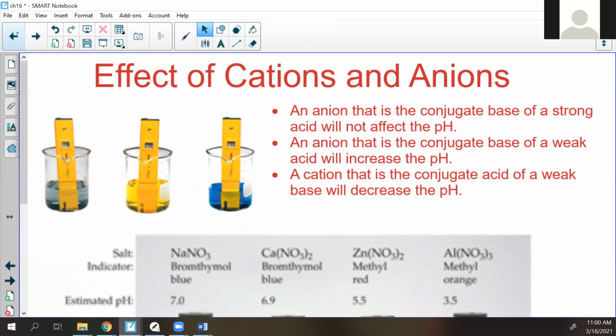An anion that is the conjugate base of a weak acid will increase the pH. I'll show you in a minute. The reverse will be favored.